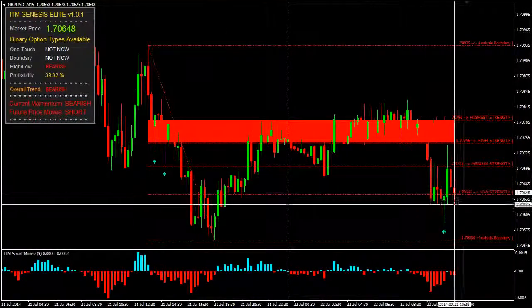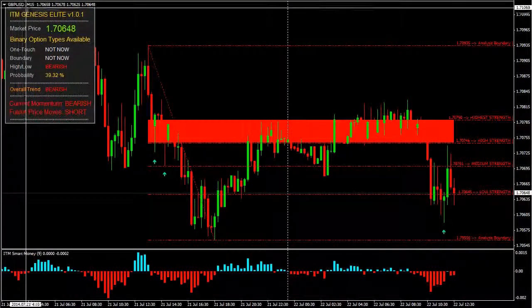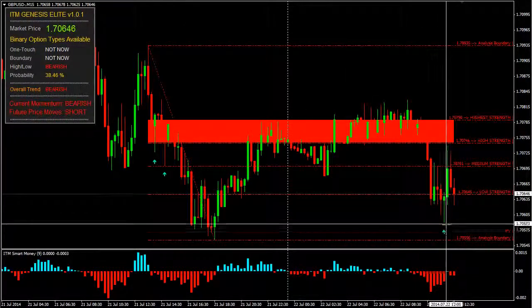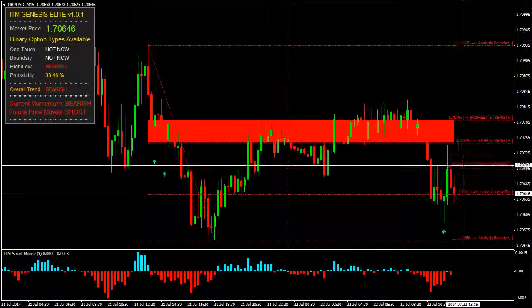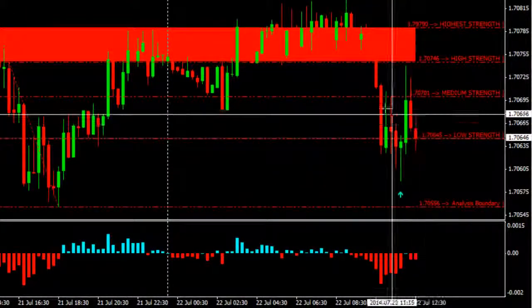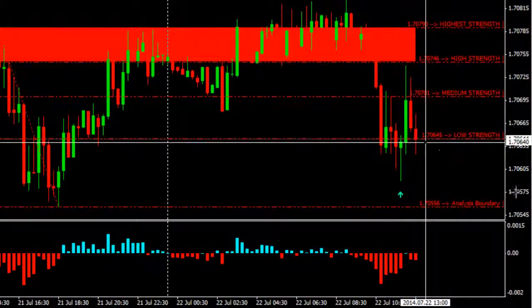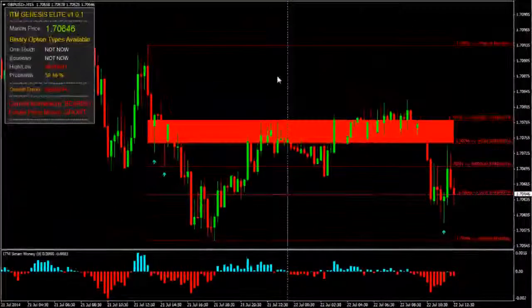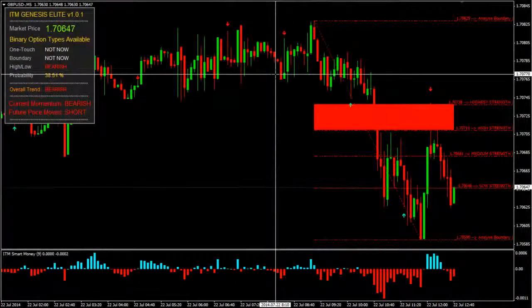Good morning, we're on the GBP USD here on the M15 time frame, looking to place a trade based off of our 3 time frame multi-time frame strategy. Right now we're looking at a short-term continuation signal that's come up before the analysis boundary while ITM Smart Money is red, indicating this is a short-term retracement. We're likely to see further short side momentum, also confirmed by Genesis Elite saying future price moves is short.